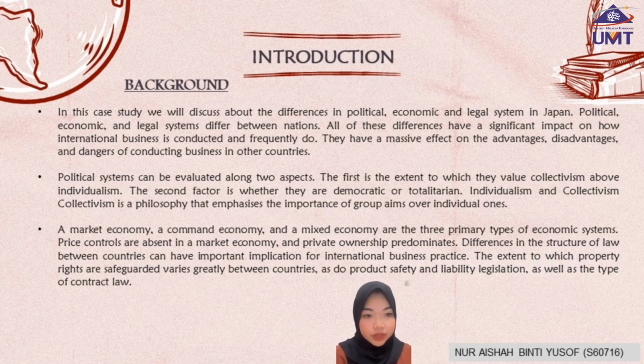Political system can be evaluated along two aspects. The first is the extent to which they value collectivism above individualism. The second factor is whether they are democratic or totalitarian.